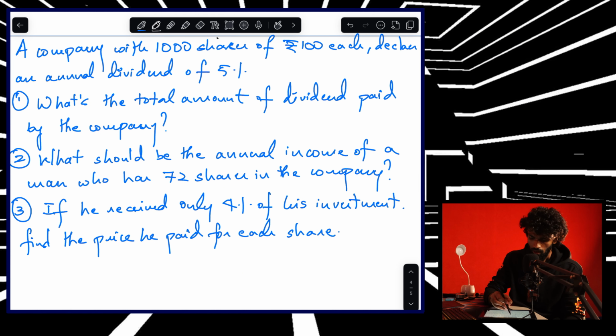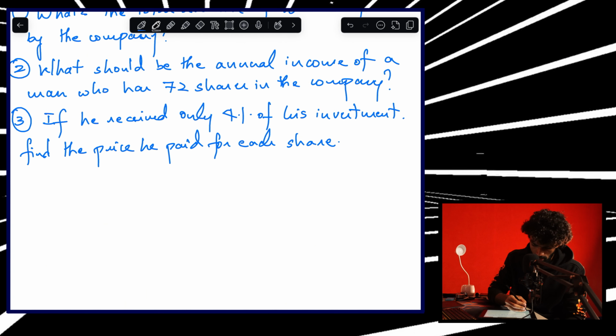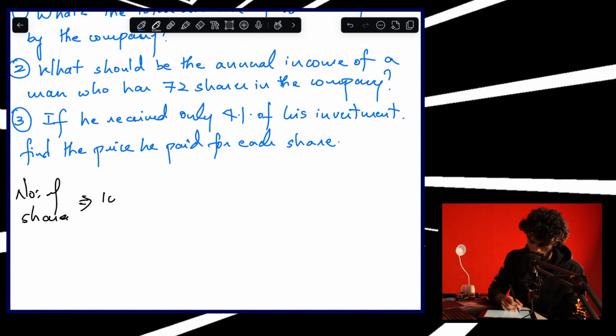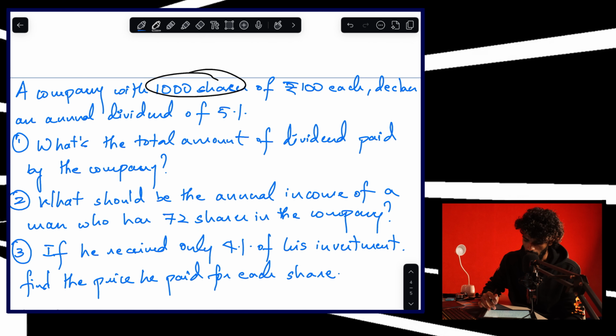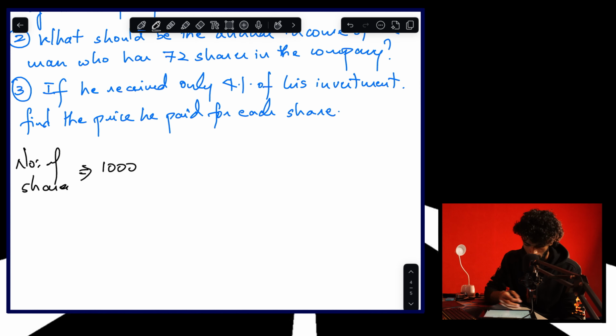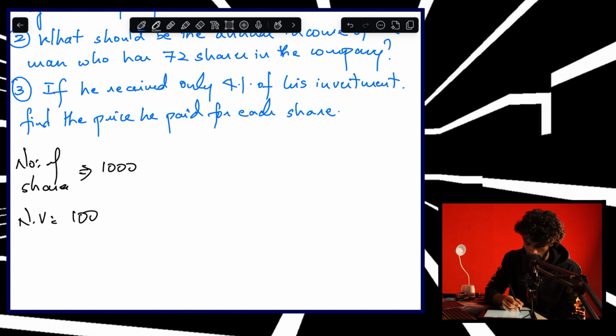Fine. A company with 1,000 shares. I'll go write the data. So number of shares is given to me directly. Number of shares is 1,000. Done. Rupees 100 each. That's what I meant. Nominal value, no? NV 100. Done.